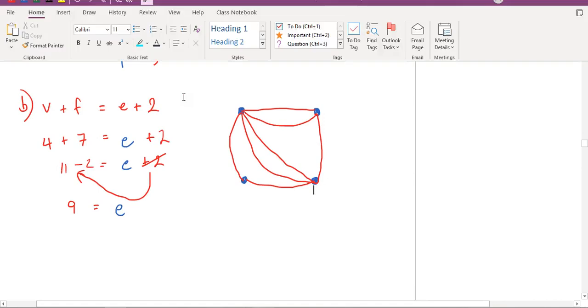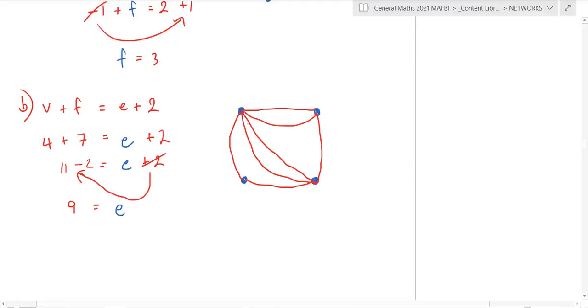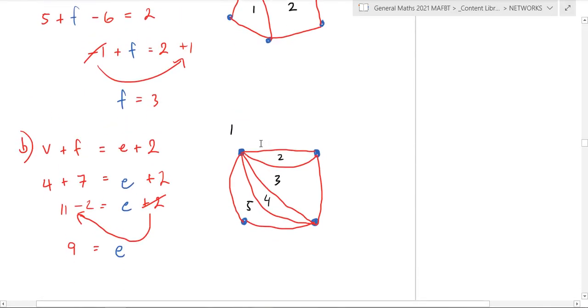So far, I'm going to number my faces. I've got 1 for the outside, 2, 3, 4, 5. So I've got to have 2 more edges, 2 more faces, sorry. And so I'm going to draw 2 more lines because I've got so far, how many edges have I got? 1, 2, 3, 4, 5, 6, 7, and I can have 9.